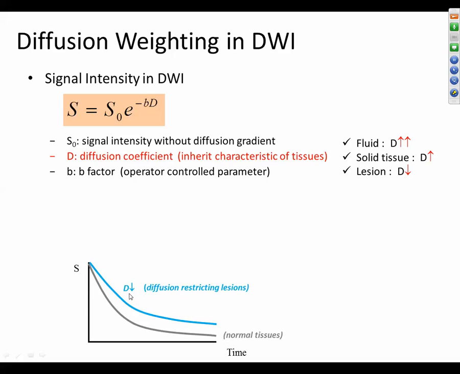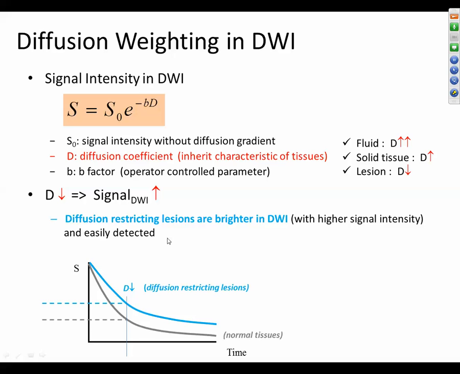If we have a smaller D, according to this equation, the curve will look like this. When we measure, the diffusion restricted lesions will have stronger signal, and stronger signal means brighter in the DWI images. So those lesions are brighter in DWI images and can be easily detected. Different tissues or different pathology have different signal intensity. That means the DWI image is diffusion weighted imaging.